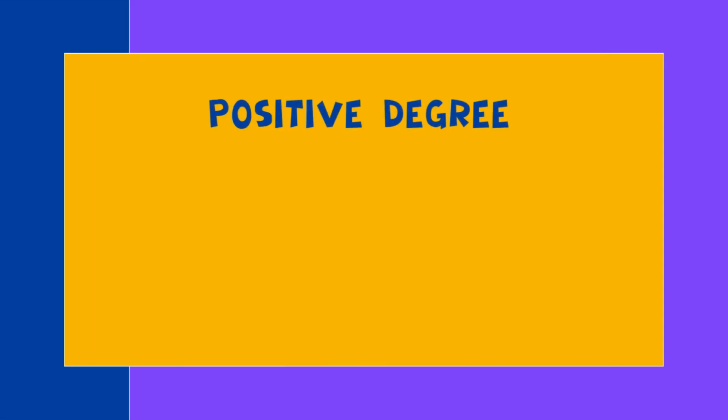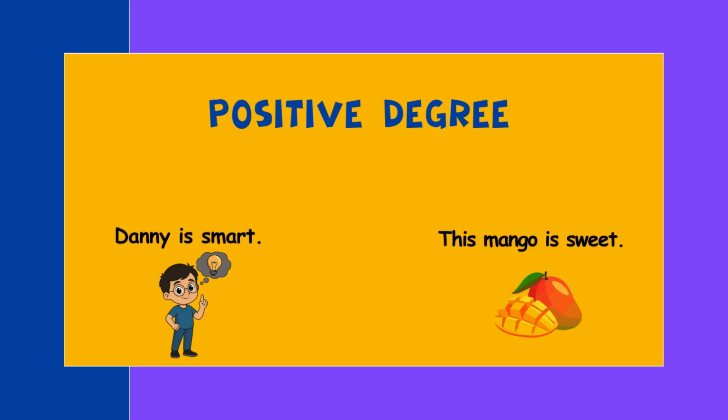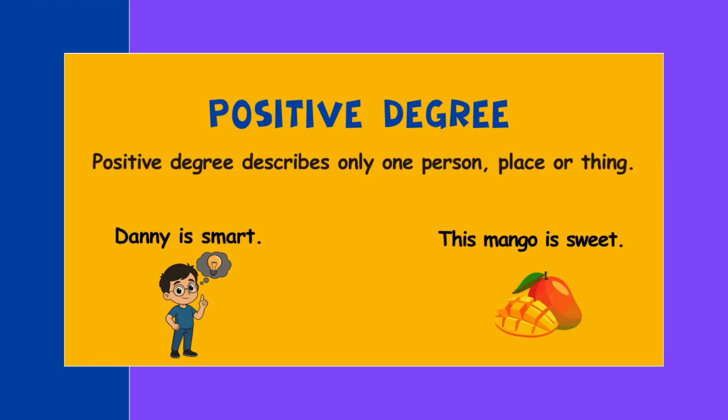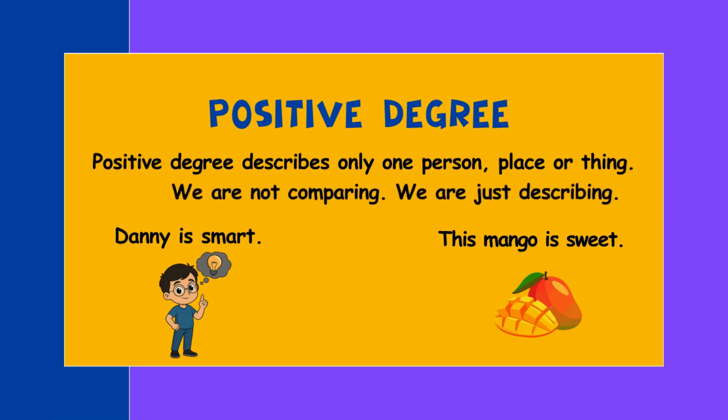Positive degree. Danny is smart. This mango is sweet. Positive degree describes only one person, place or thing. We are not comparing, we are just describing.